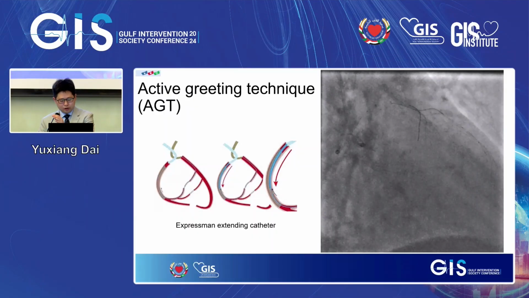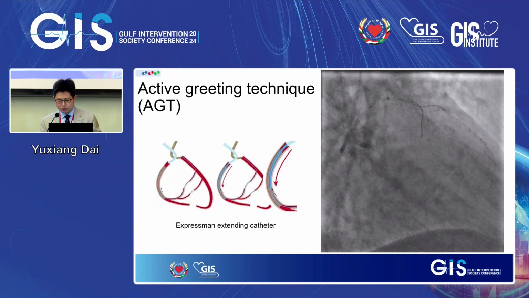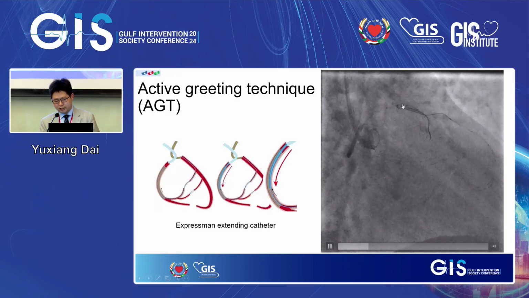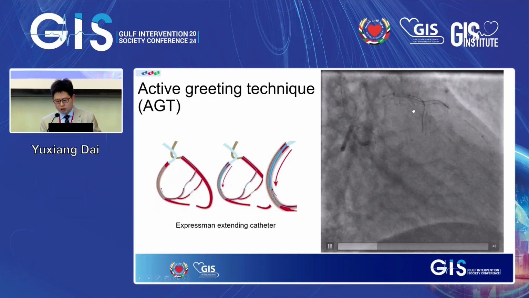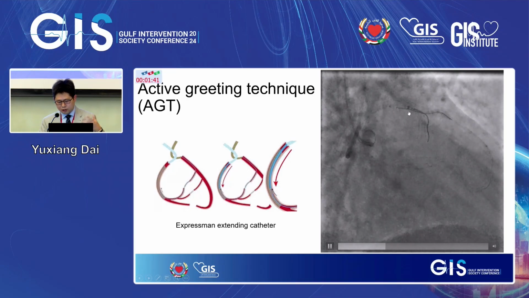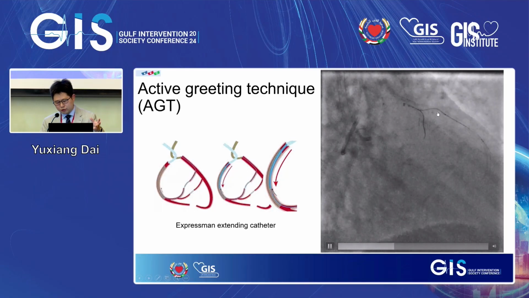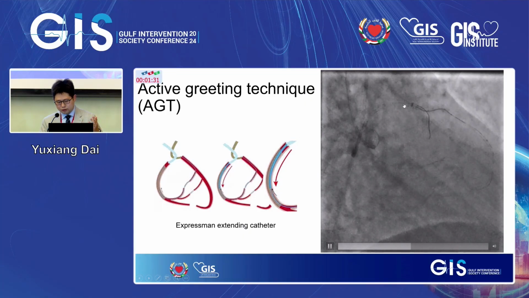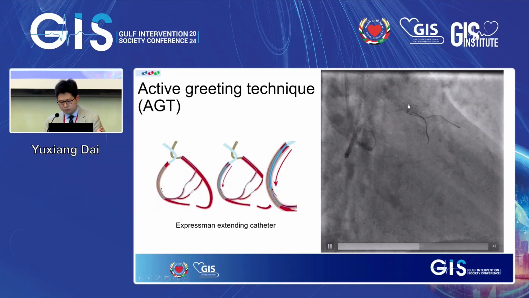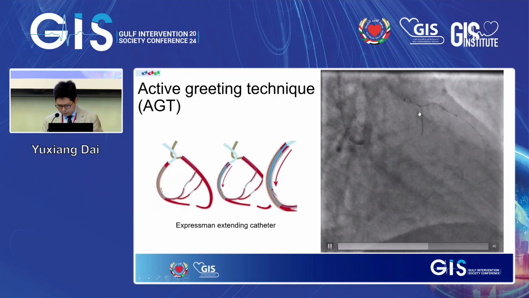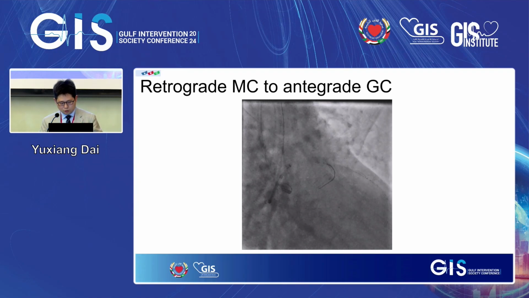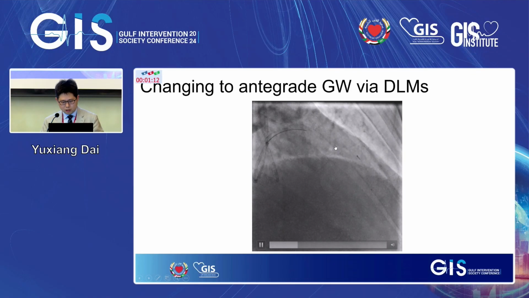Then we used the active greeting technique, the AGT technique, proposed by Professor Ge Junbo in 2020. We deep inserted the extension catheter to the proximal LAD with the help of a 2.5 balloon. After dilation with the antegrade balloon, the retrograde Pilot 200 guide wire very easily entered the antegrade extension catheter, in just 30 seconds.